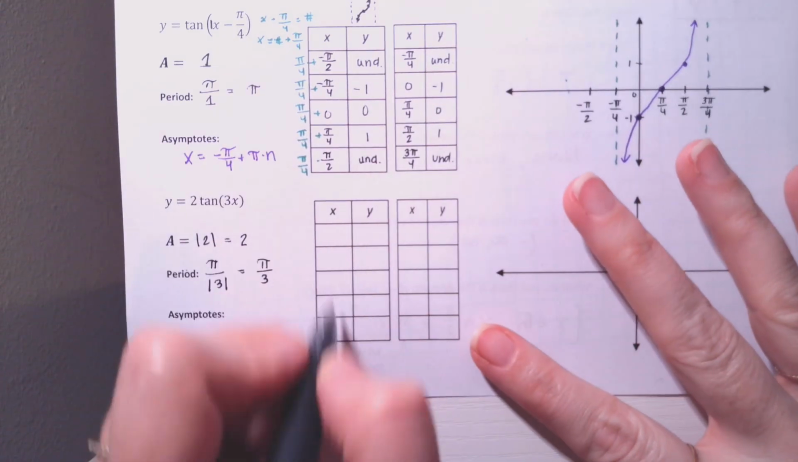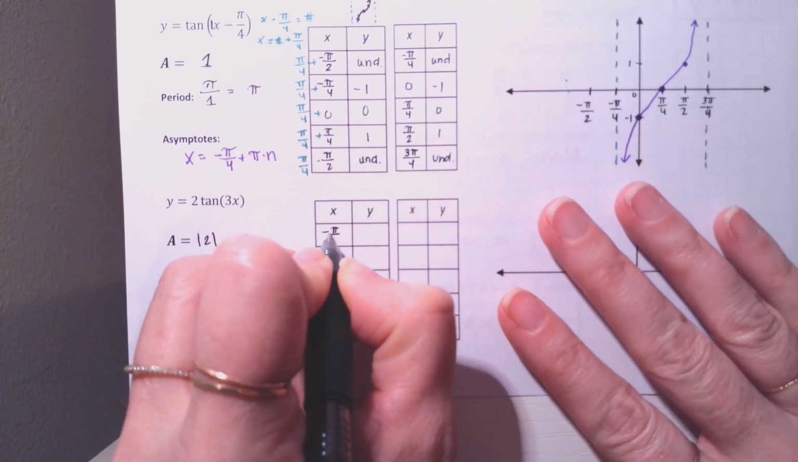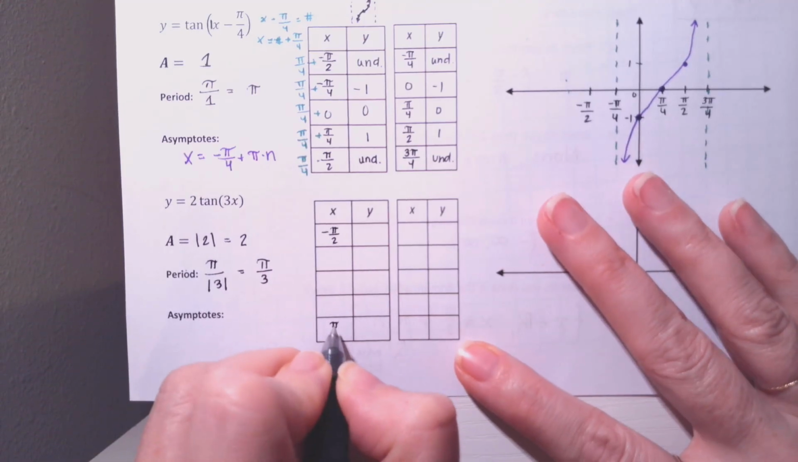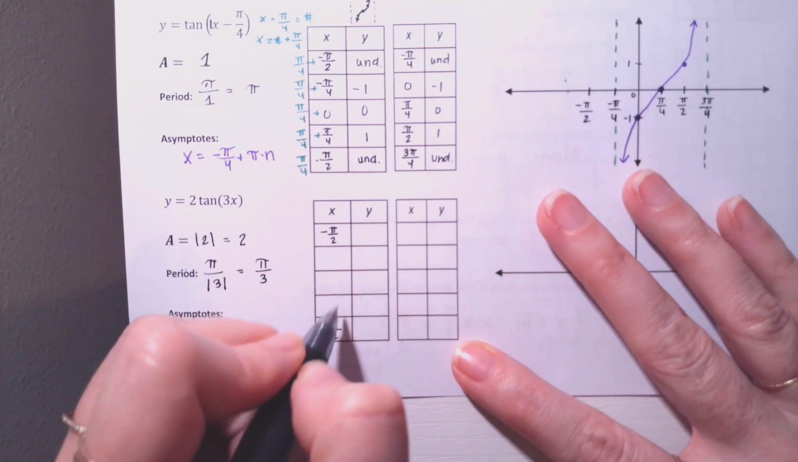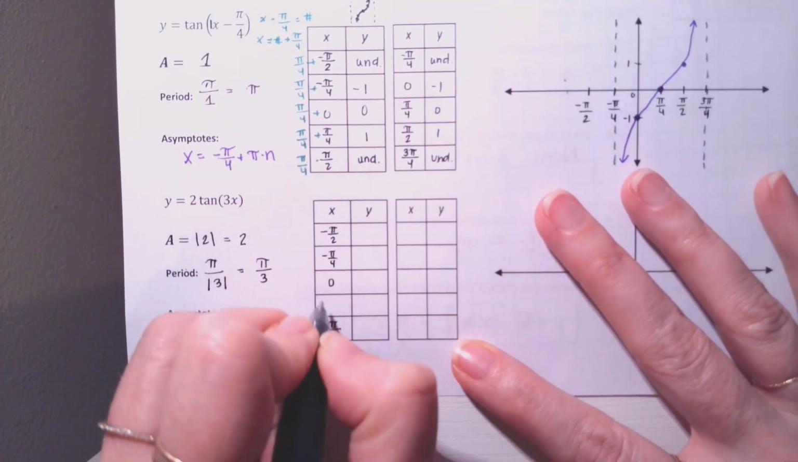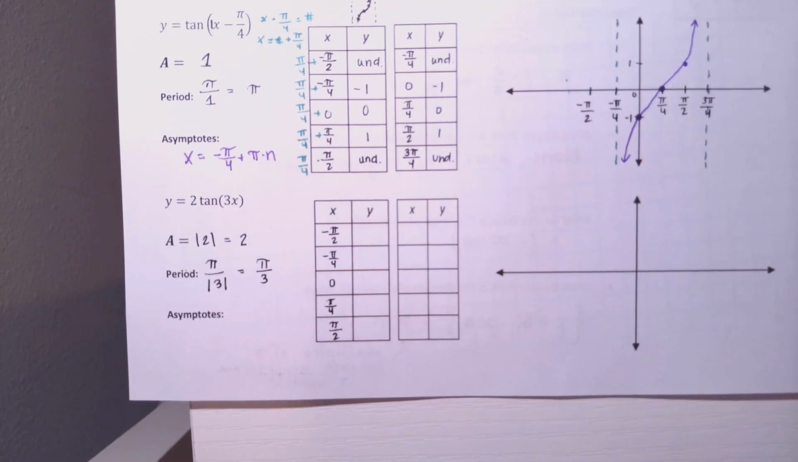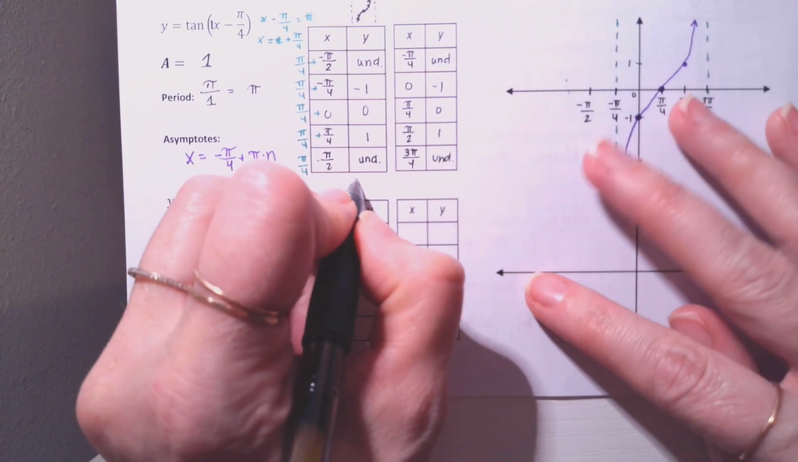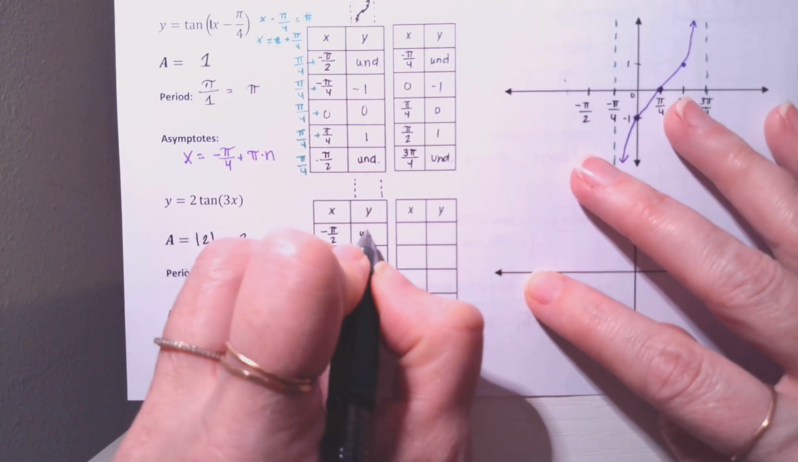So filling in my x values, remember for the tangent function it goes from negative pi over 2 to pi over 2. Counting by intervals of pi over 4. So you increase by pi over 4 each time. So the next one is negative pi over 4, and then 0, and then positive pi over 4, and then pi over 2. And then for the y values, remember we start with a vertical asymptote and end with a vertical asymptote.